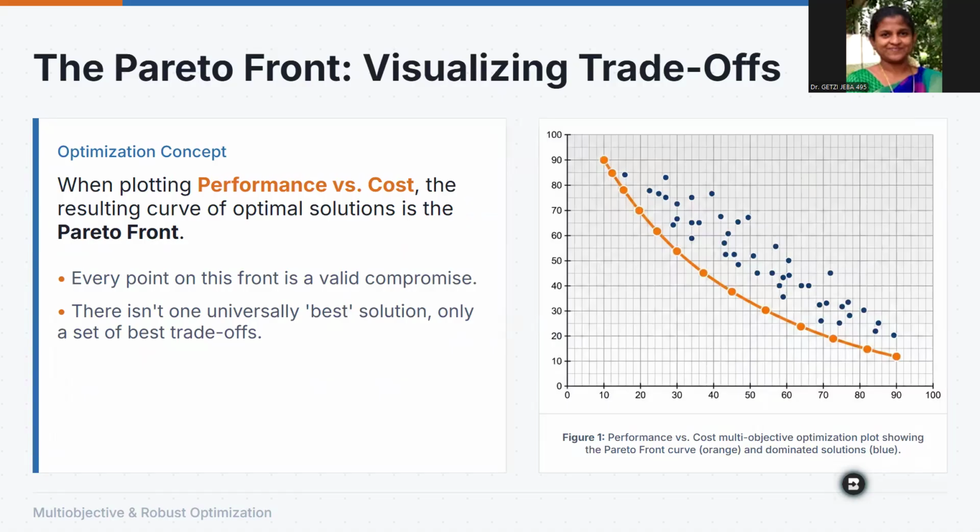If you talk about the Pareto front, it is visualizing the trade-off. When you plot performance versus cost, the resulting curve is the Pareto front. So every point on this front is a valid compromise. And there isn't one universally best solution, only a set of best trade-offs available.